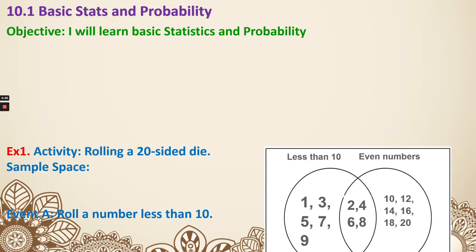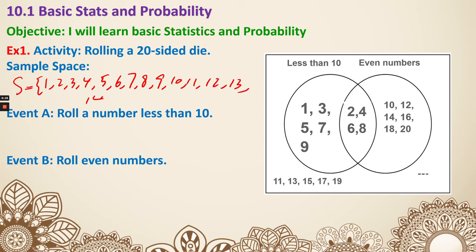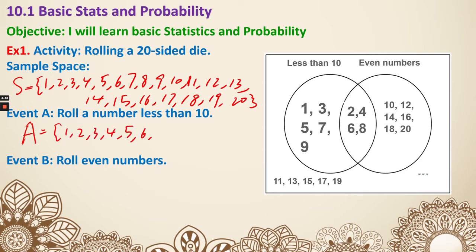Now let's move on. Have a look at an example. Activity is rolling a 20-sided die, and the sample space would mean all the possible results when you roll a 20-sided die. Well, that's basically every single number from 1 to 20. So 1, 2, 3, 4, 5, 6, 7, 8, 10, 11, 12, 13, 14, 15, 16, 17, 18, 19, and 20. Here they are. Event A. Roll a number less than 10. Well, less than 10, then that means A is 1, 2, 3, 4, 5, 6, 7, 8, 9. These are the ones less than 10.